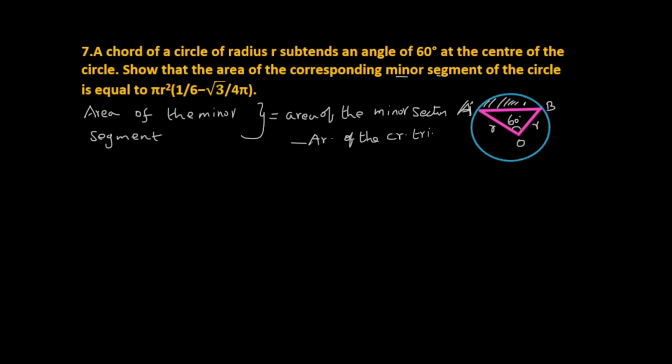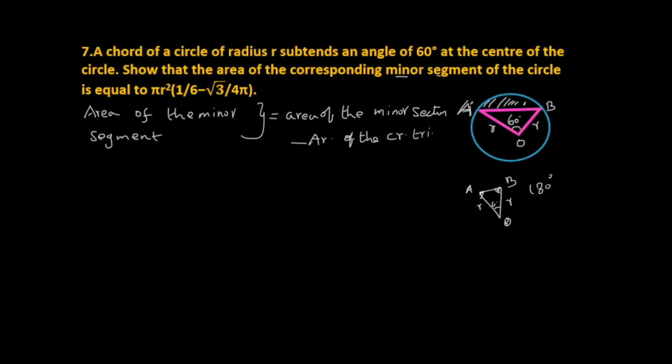So we know very well here. Let's consider the triangle. This is the triangle. Angle is 60 degrees, and this is also R, this is also R. These two sides are equal, which means these two angles are equal. So A and B angles are equal because the angle at O is 60.